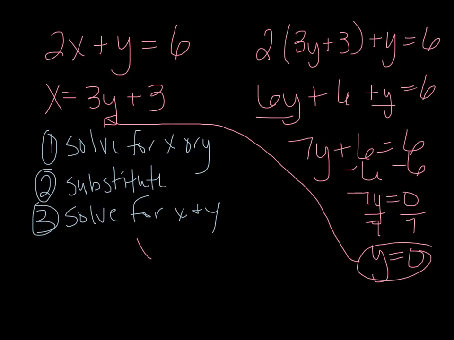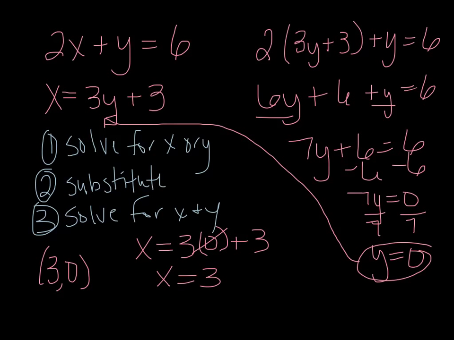So I'm going to have x equals 3. Now instead of this y, I'm going to put a 0 because y equals 0. And that goes away. And x equals 3. So my answer is 3, comma 0. Remember, your x, then your y.